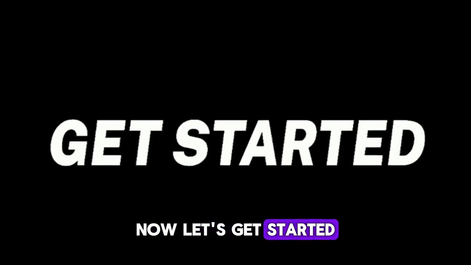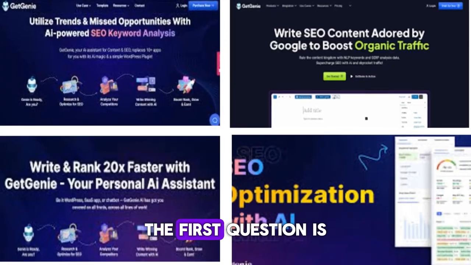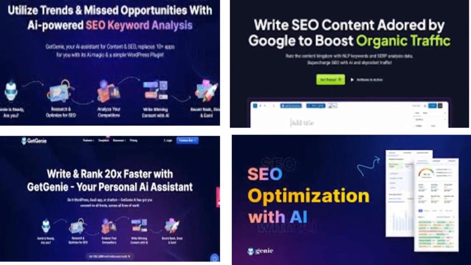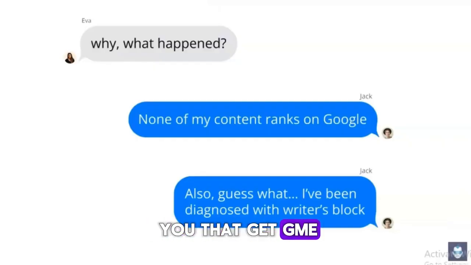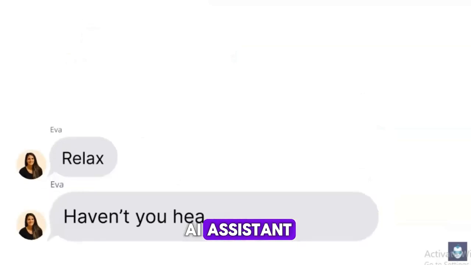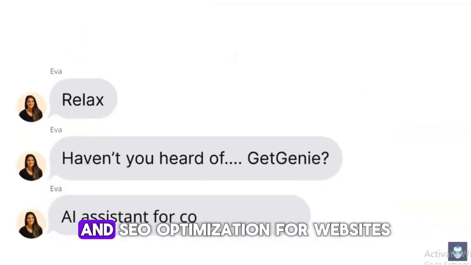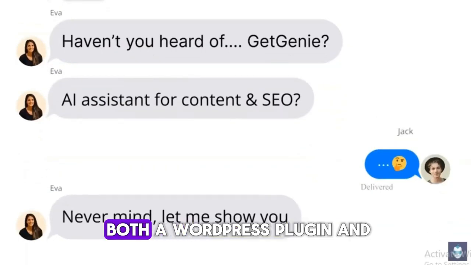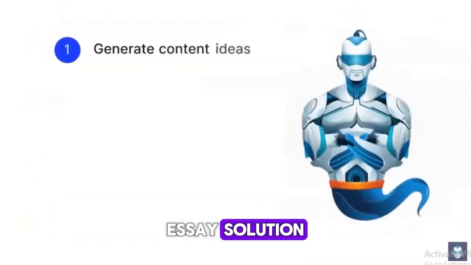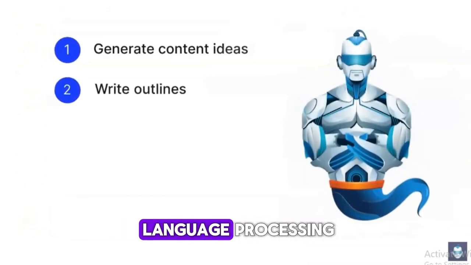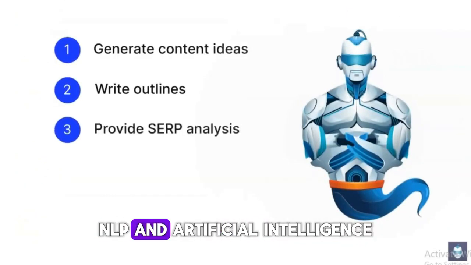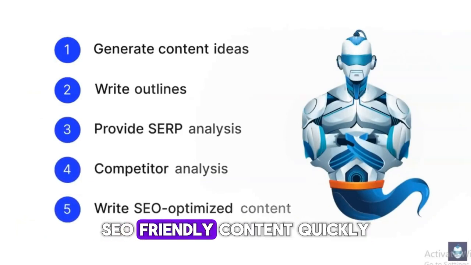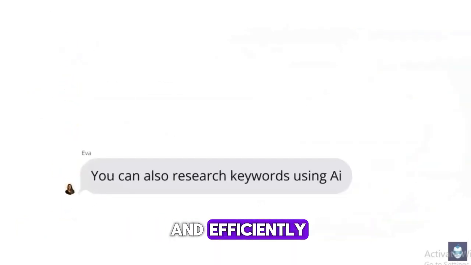Now, let's get started. The first question is, what is GetGenie AI? Let me quickly tell you that GetGenie AI is an innovative AI assistant designed to streamline content creation and SEO optimization for websites. It is available as both a WordPress plugin and a SaaS solution. It leverages advanced natural language processing, NLP, and artificial intelligence to help users generate high-quality, SEO-friendly content quickly and efficiently.